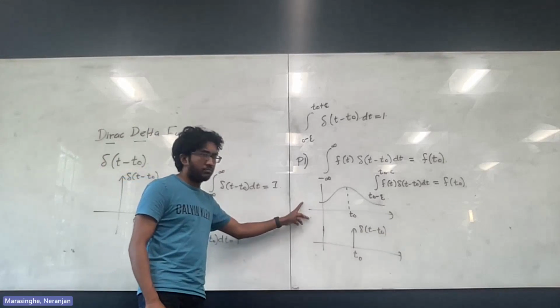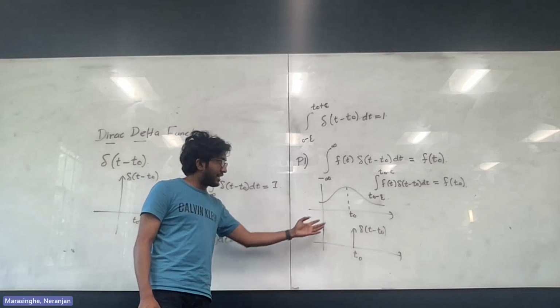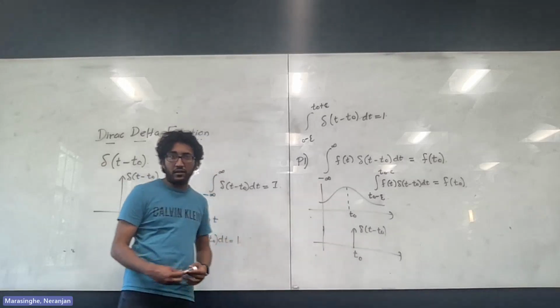This was one of the most important properties of the delta function, right? So we can extract function values through this integration, right?